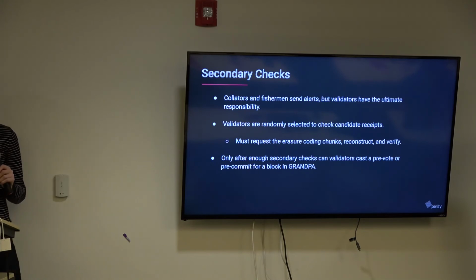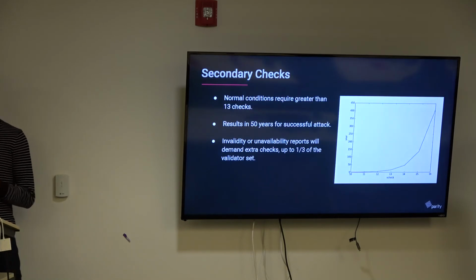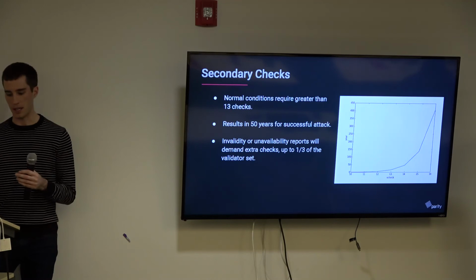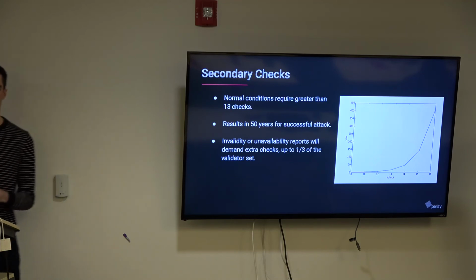And then after we get enough of these secondary checks, then you can actually vote on this block in GRANDPA to finalize it. And so we need more than 13 secondary checks, but that number is dynamic with the reports. So if people start reporting something as invalid, it'll require more checks. This can go all the way up to 1/3 of the validator set. So if more than 1/3 of the validator set agrees that some block is valid or invalid, then it's valid or invalid. So yeah, we require more than 14 checks.